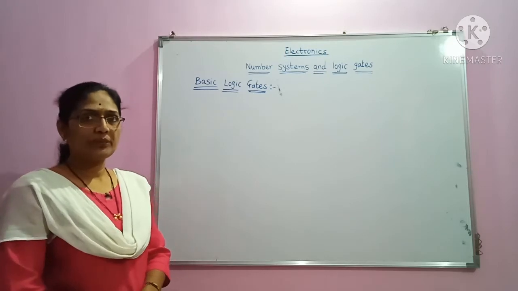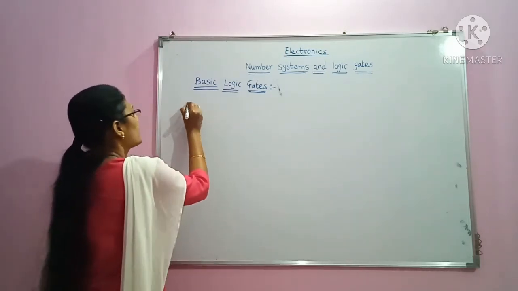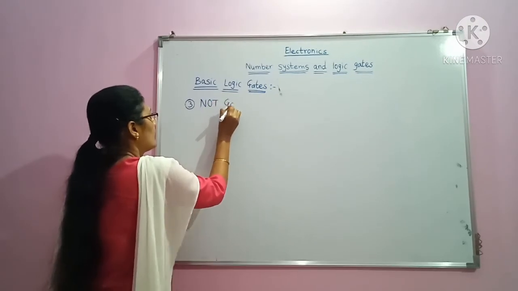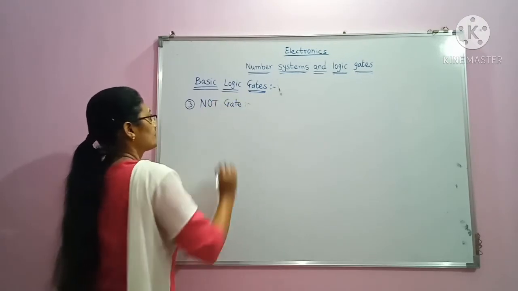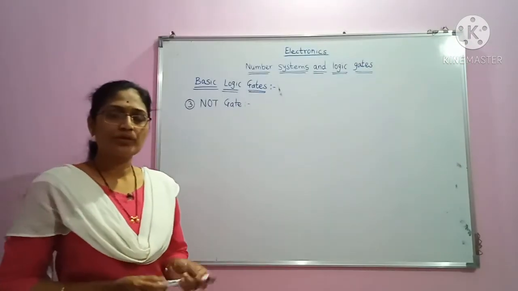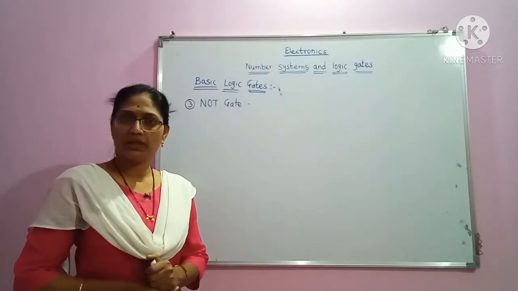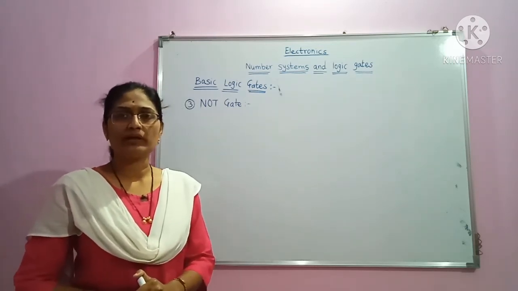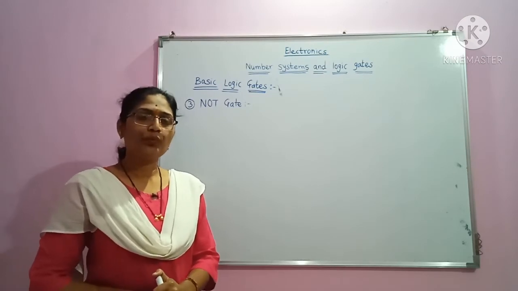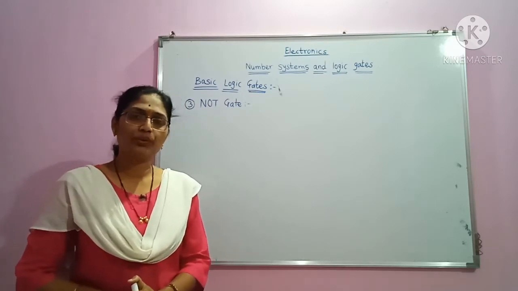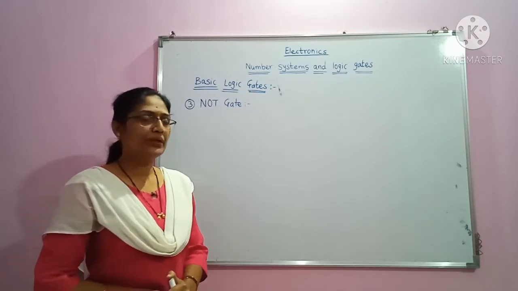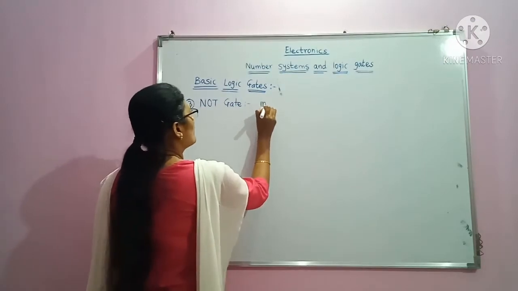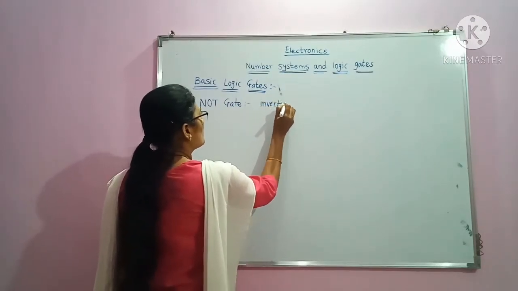Let's see our third basic gate, that is the NOT gate. The NOT operation is going to invert the input. Suppose the input is at logic high, then it is going to make it logic 0, and if the input is logic 0, then it is going to make it logic 1. So it is also called an inverting gate.